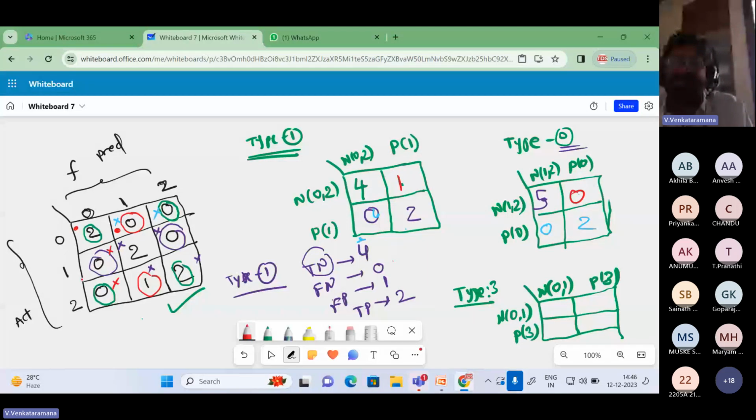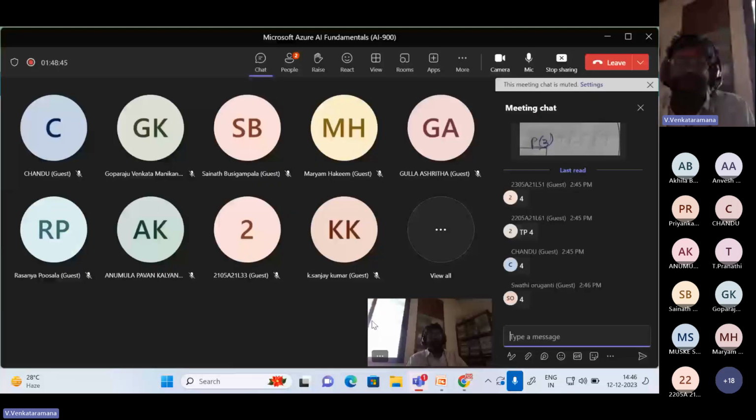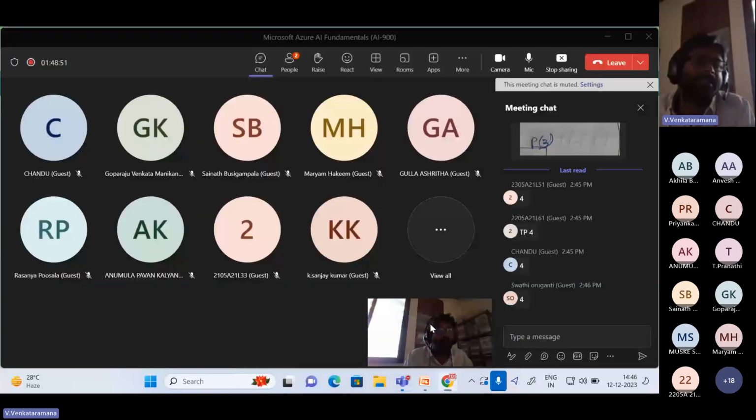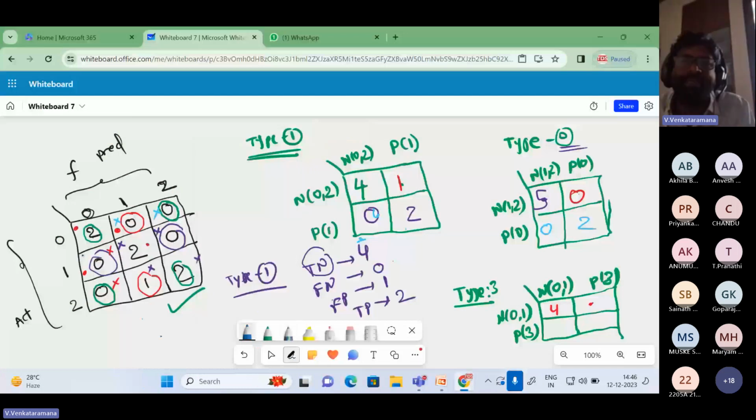Now can anyone tell this cell, this one? Here, predicting as a positive, but actually it is a negative. They are called false positive. So how many such things are there? 0,3 and 1,3. So not 0,3, I think it is the 2. Sorry, 2. So tell me 0,2, and 1,2. 0,2 this one, and 1,2 this one. Again, it is a 0, I think.